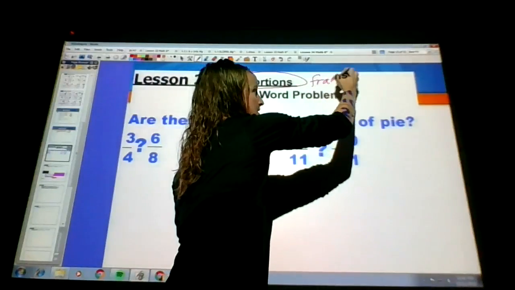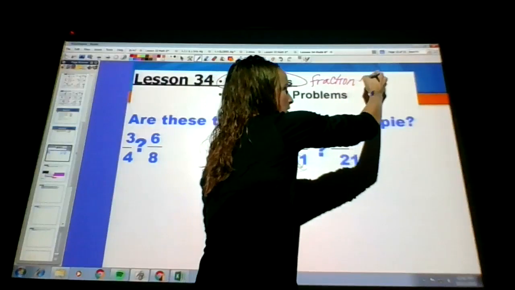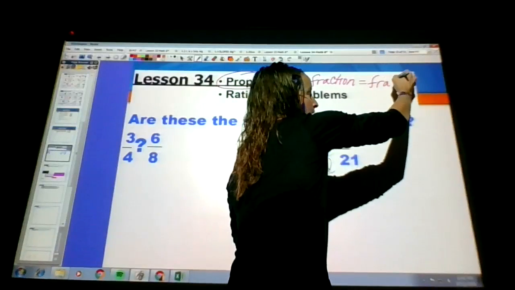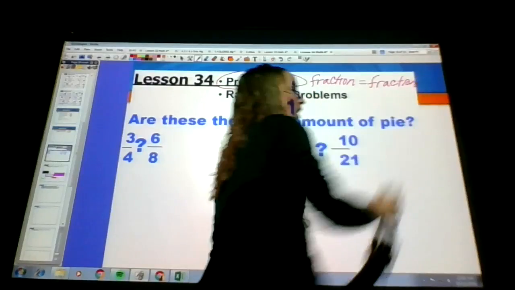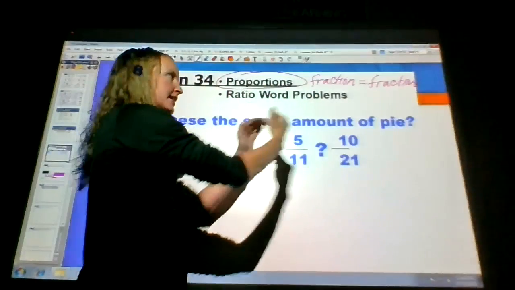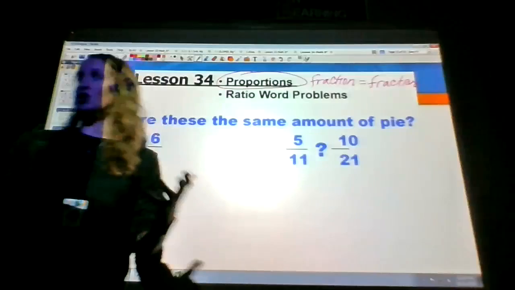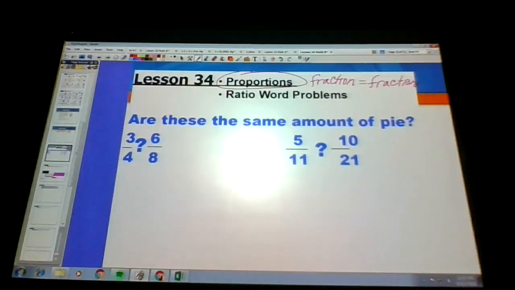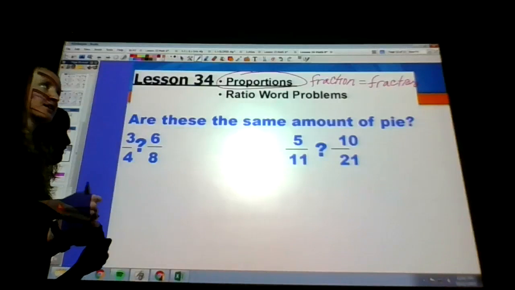A fraction equal to a fraction. That's what a proportion is. So you will always have one fraction set equal to another. And last year you guys learned how to solve proportions by cross multiplying, right? So it's going to be part of the things.